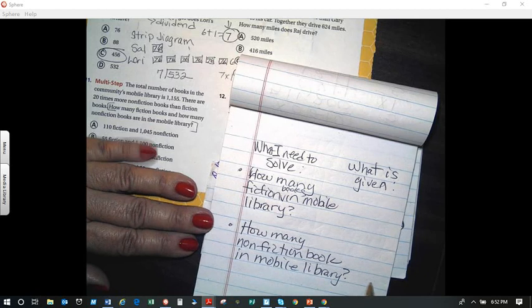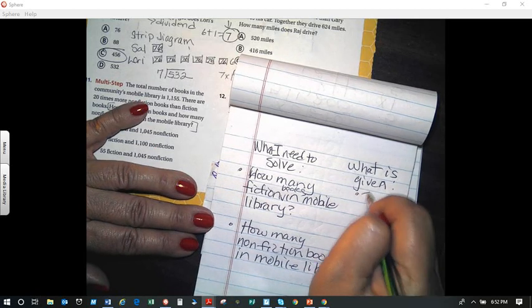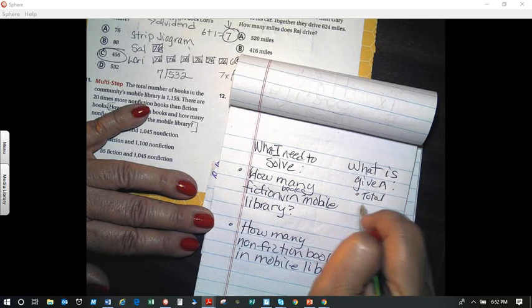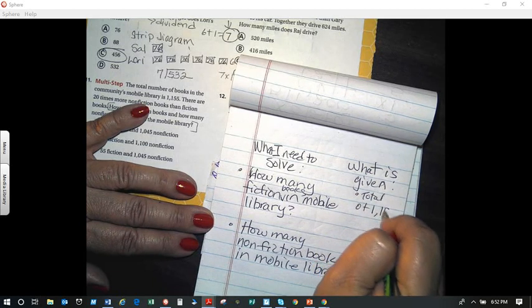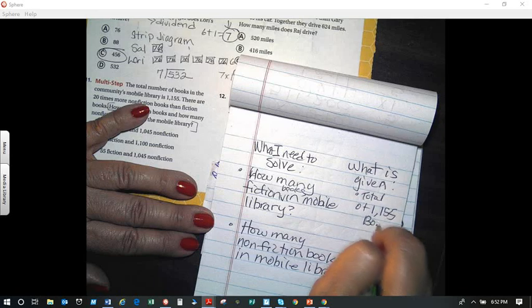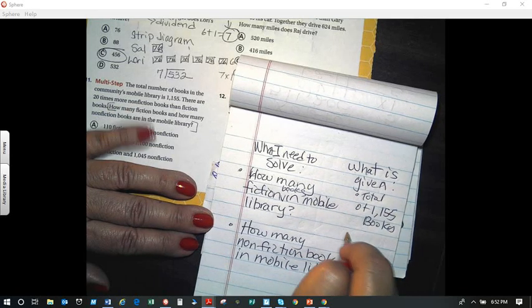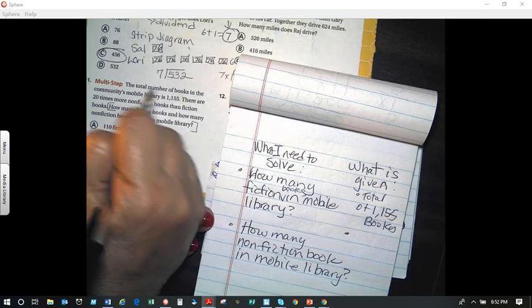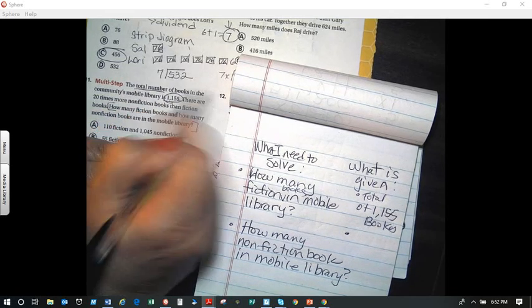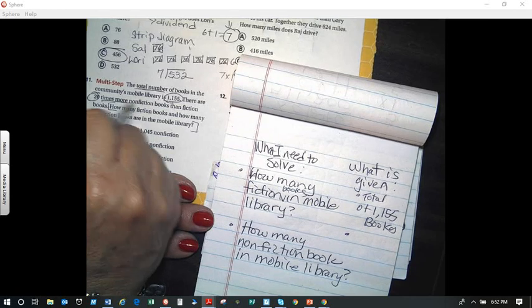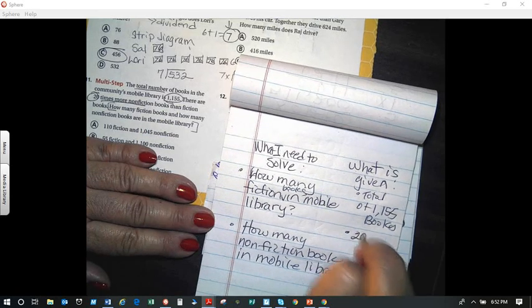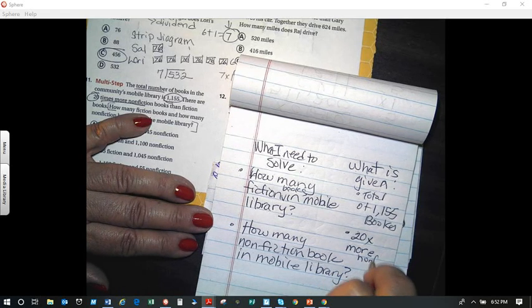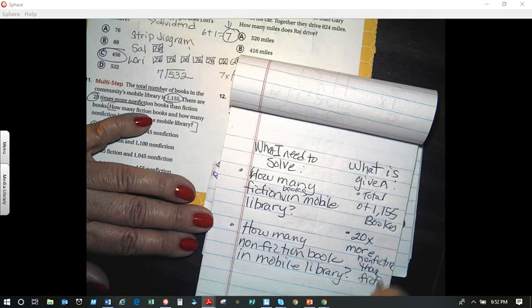Okay. What do we know? We know there's a total, combined total, of 1,155 books. We also know there are 20 times more nonfiction than fiction. So 20 times more nonfiction than fiction. Alright?